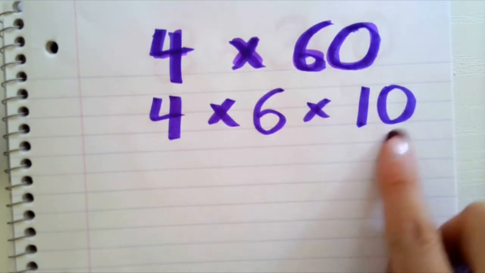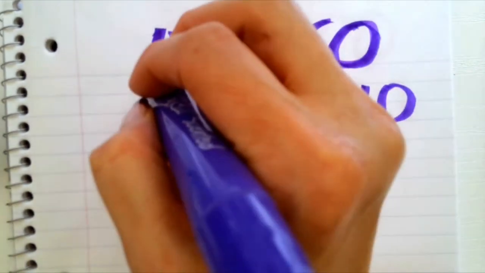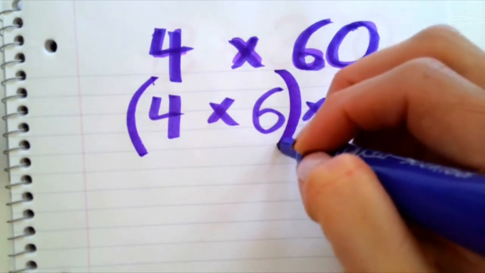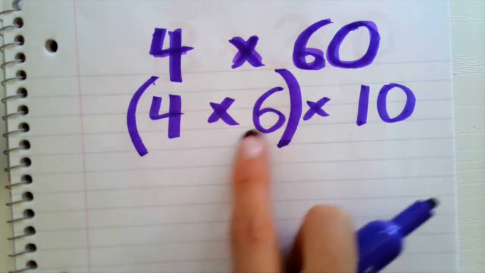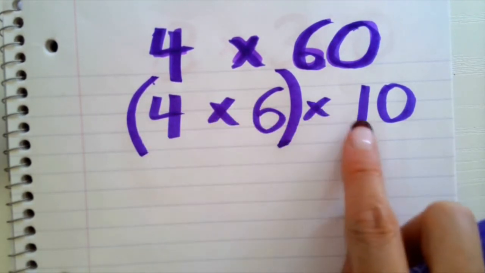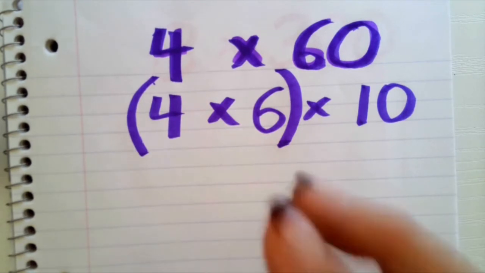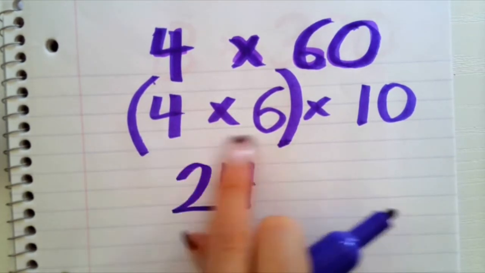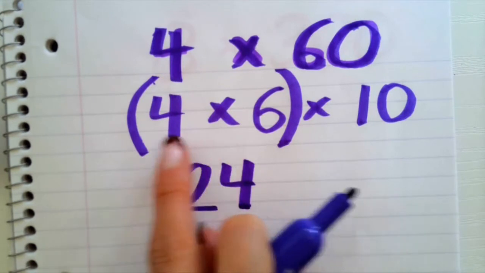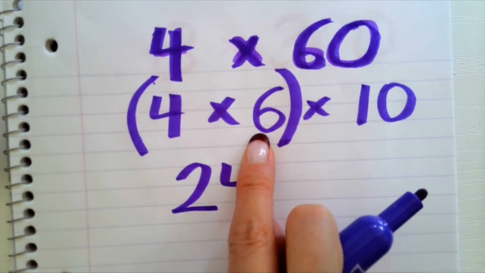Now, instead of associating the 6 and the 10 together, we can associate the 4 and the 6 instead by putting parentheses like this. This expression is saying, multiply 4 times 6 first, then multiply that by 10. Let's try that out. What is 4 times 6? 24. If you have trouble remembering, remember our trick from last time. You could break up the 6 into 4 times 3 plus 4 times 3, which would be 12 plus 12.